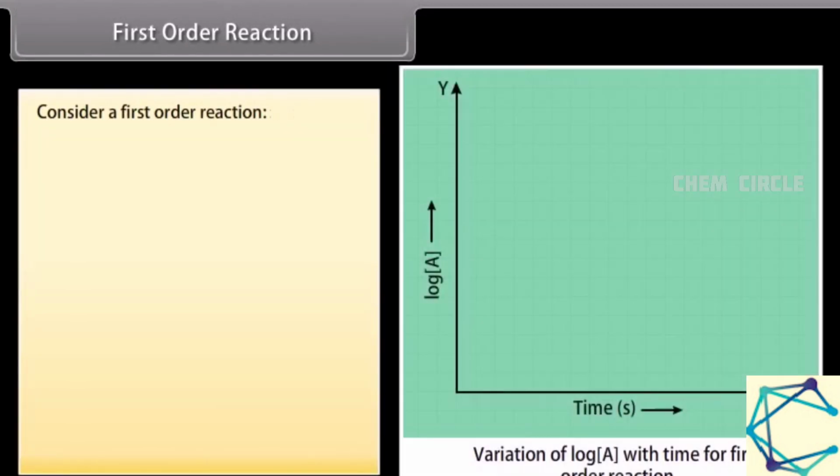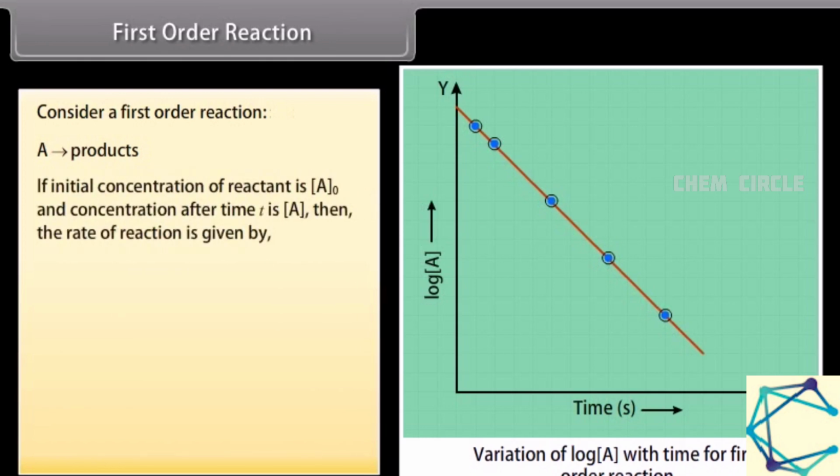First-order reaction. Let us consider a first-order reaction in which A is changing into products. If the initial concentration of reactant is A naught, and the concentration after time t is A, then the rate of the reaction is given by minus dA by dt is equal to K times A. It can be written as minus dA upon A is equal to K dt.